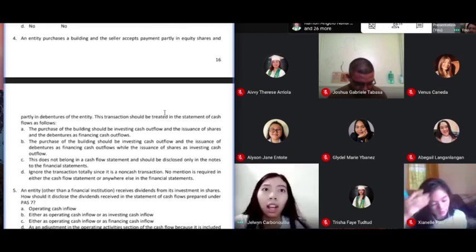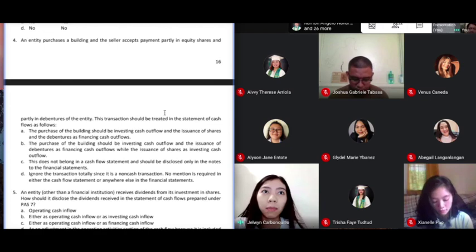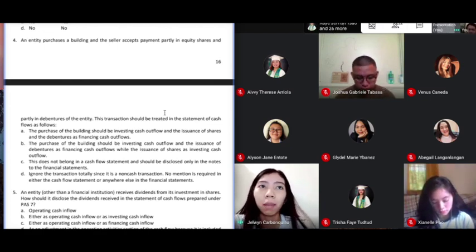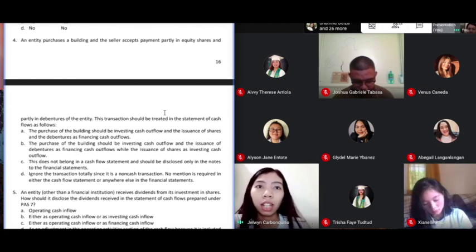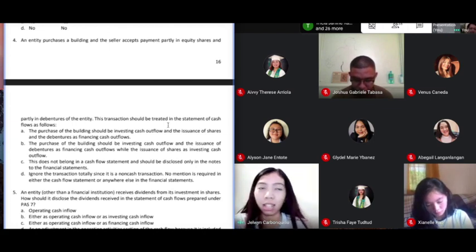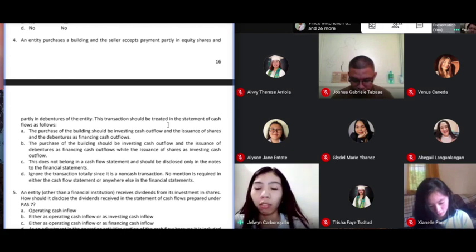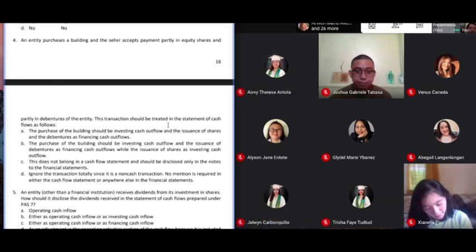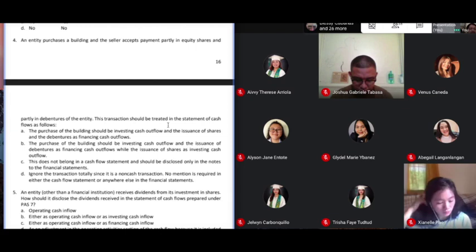Number 4, sir. An entity purchases a building and the seller accepts payment partly in equity shares and partly in debentures of the entity. Our answer, sir, is C. This does not belong in a cash flow statement and should be disclosed only in the footnotes or in the notes to the financial statements, because it does not involve a cash transaction in acquiring these assets. You would also be asked, class, to determine whether a transaction is a cash transaction or a non-cash transaction. And if that's the point in the question, class, that should not be difficult, because it's very easy to identify whether or not cash is involved.